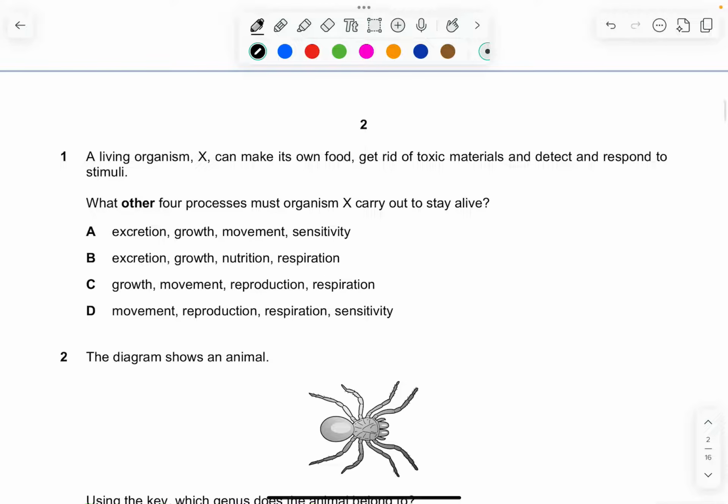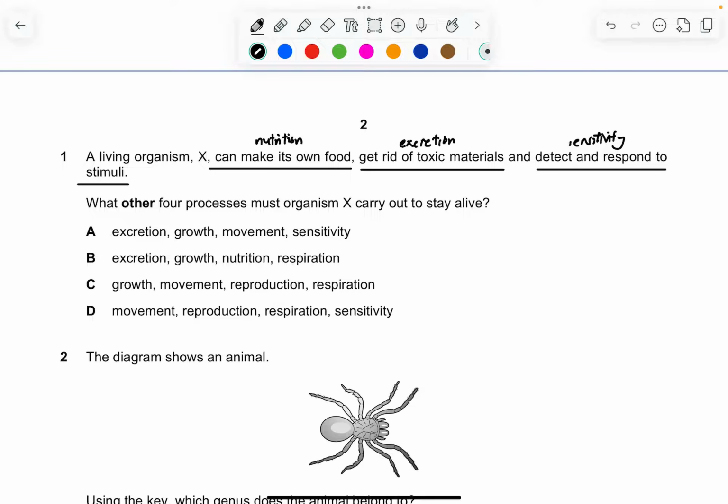So question 1. A living organism X can make its own food, get rid of toxic material and detect and respond to stimuli. What other 4 processes must organism X carry out to stay alive? So you have to determine what these statements are first. Can make its own food, this is nutrition. Get rid of toxic materials is excretion. And detect and respond to stimuli is sensitivity.